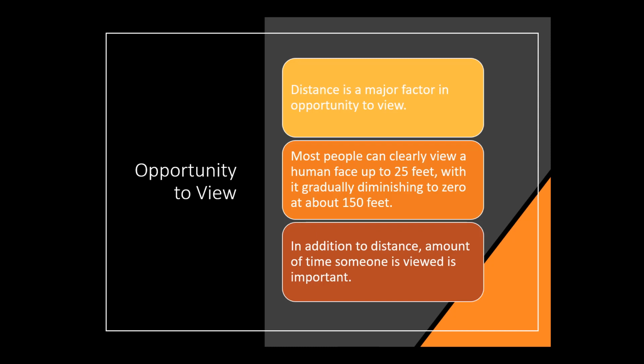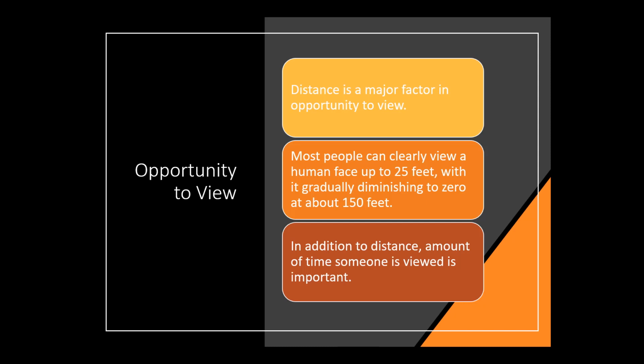What's your opportunity to view? Distance is a major, major factor. Now, most people can view a face with some degree, not a lot, but some degree of exactitude, being able to identify up to 25 feet away. But it begins to fall off rapidly after that. And by the time you're at 100, 150 feet, you have 0 probability you can correctly identify someone by facial recognition. Now, you might be able to identify people by body movement. Sometimes people have an unusual walk or gait, and sometimes they can put it on and take it off. In addition to distance, again, how much time did you have?